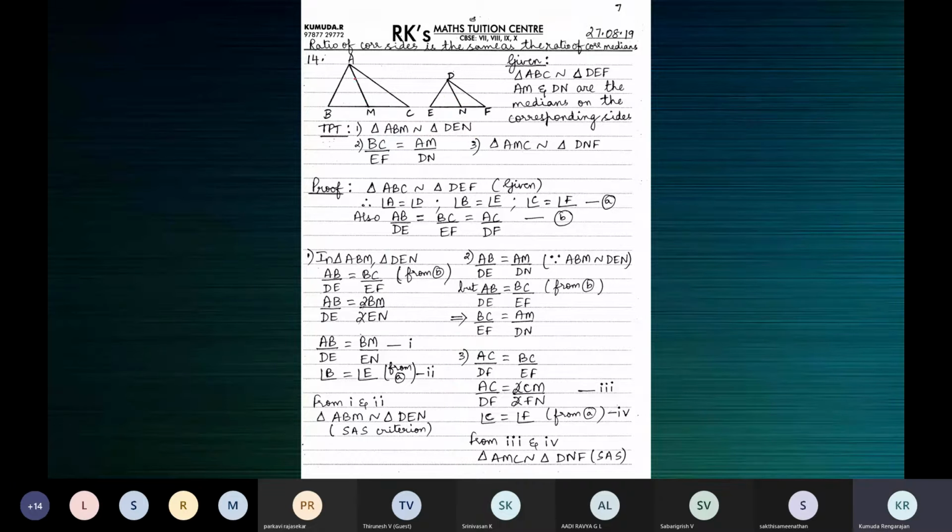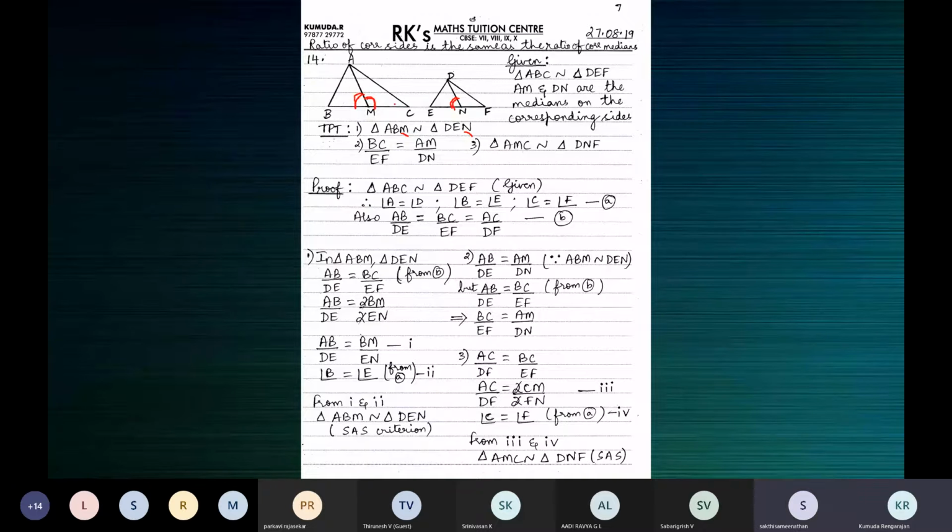All right. Since triangle ABM is similar to DEN, these two angles are equal. Corresponding angles: M corresponds to N. See here, ABM, DEN. So now these two angles are equal. Supposing say 70 degrees, 70 degrees. What will be the measure of this angle?